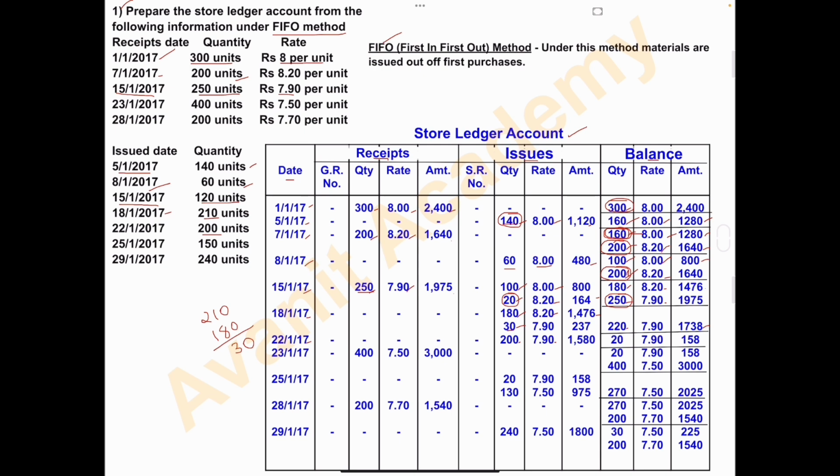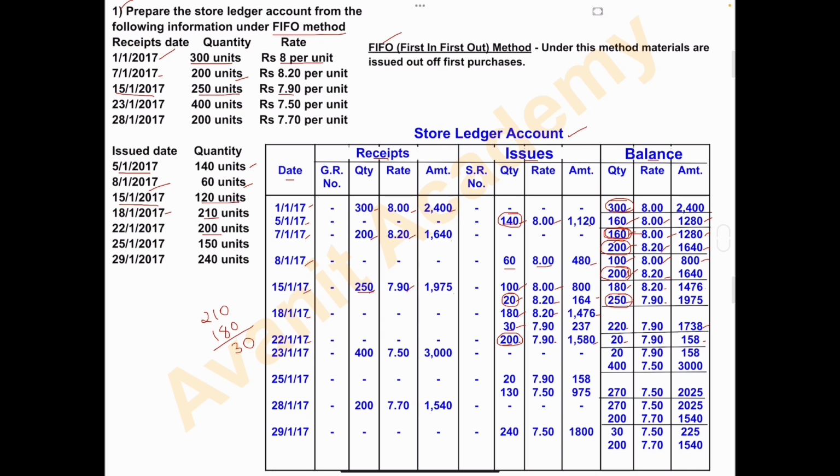1580. So balance from this 220 we have issued 200 units. So how many units are left? 20 units and the rate is same 7.90. Multiply this 20 into 7.90, you will get 158.